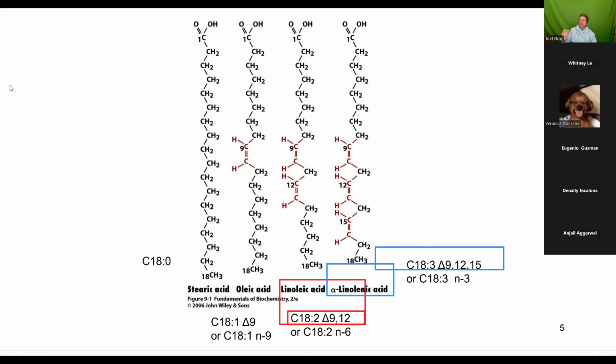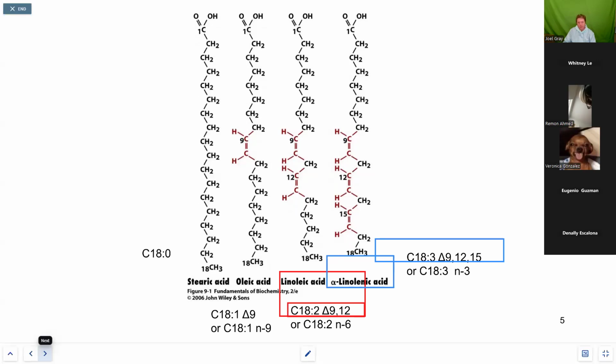Yes, but we use the number where it starts. Or let me rephrase that. We use the lowest of the numbers. We don't have to say it's between 9 and 10. We can just say it's at 9. And that implies that it goes from carbon number 9 to 10. That's our delta notation. Now, our omega notation is a little bit different.